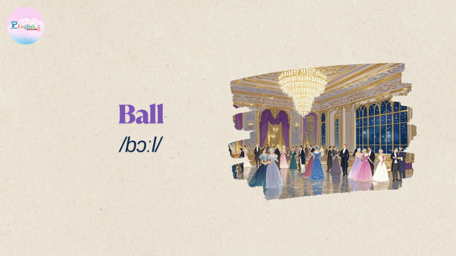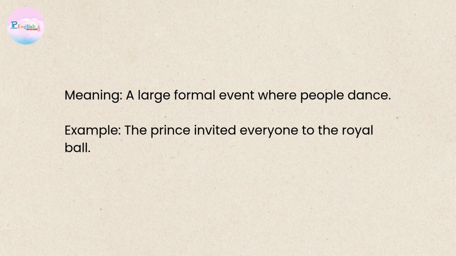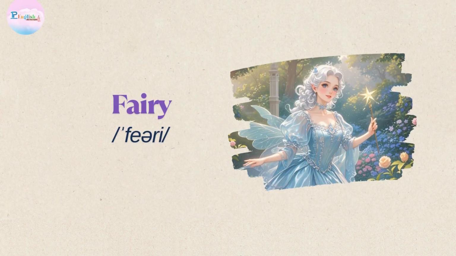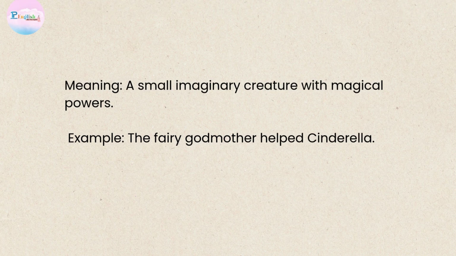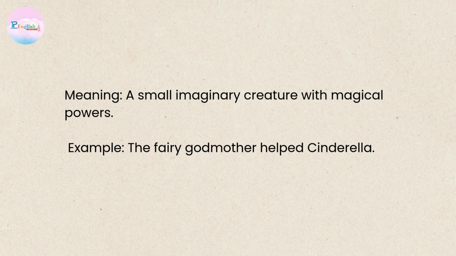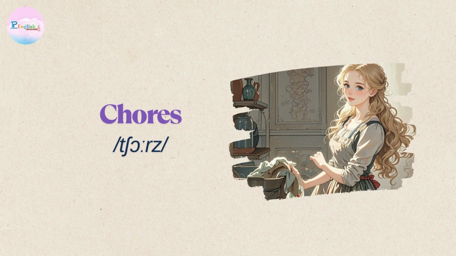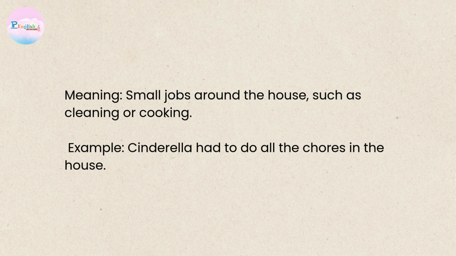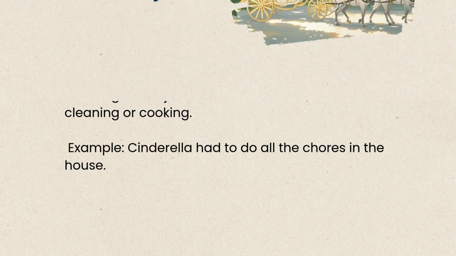Ball. Meaning: a large formal event where people dance. Example: the prince invited everyone to the royal ball. Fairy. Meaning: a small imaginary creature with magical powers. Example: the fairy godmother helped Cinderella. Chores. Meaning: small jobs around the house, such as cleaning or cooking. Example: Cinderella had to do all the chores in the house.